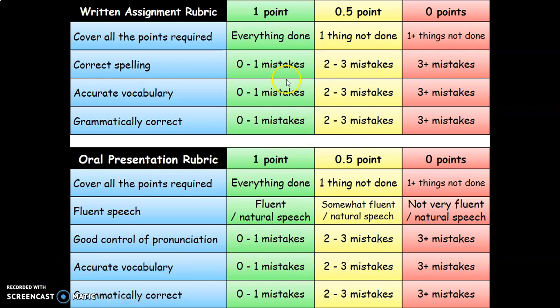Pretty much these are breaking down to how many mistakes you make for each one. Fluency is like how fluent are you? Very good, very natural, not somewhat, and not very. Pretty much natural speech is like this.